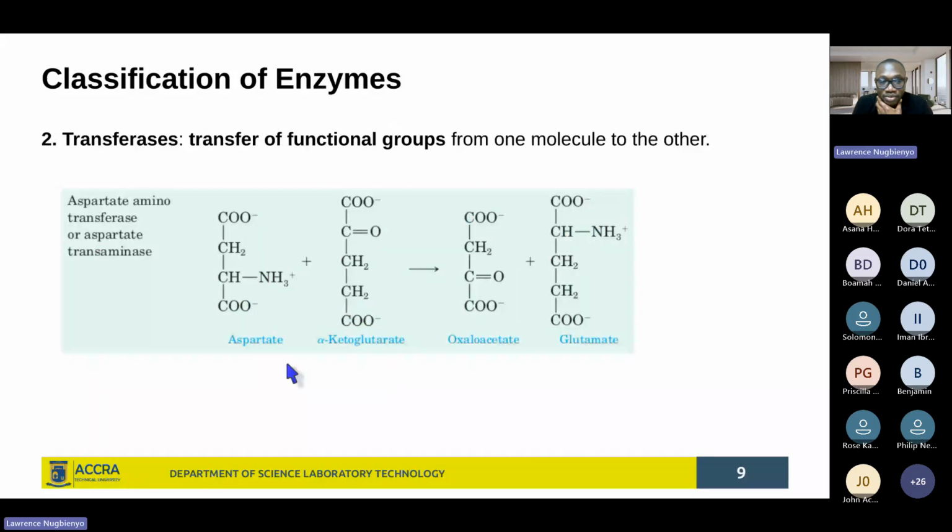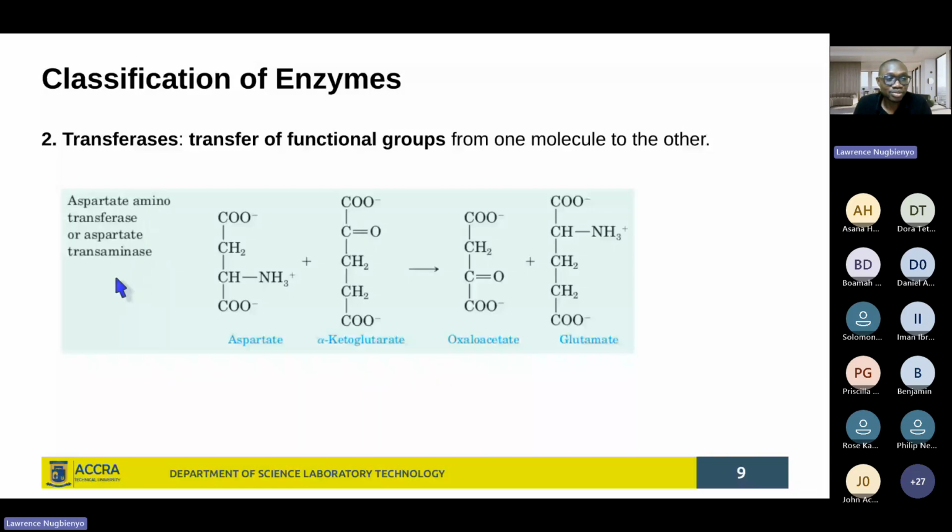All right, then the second group is transferases. And this is also simple for you to remember because of the word transfer. So these enzymes will be involved in transferring of functional groups. Let's say transferring of a group from one molecule to the other. And you see an example here, aspartate aminotransferase, which is also known as aspartate transaminase.